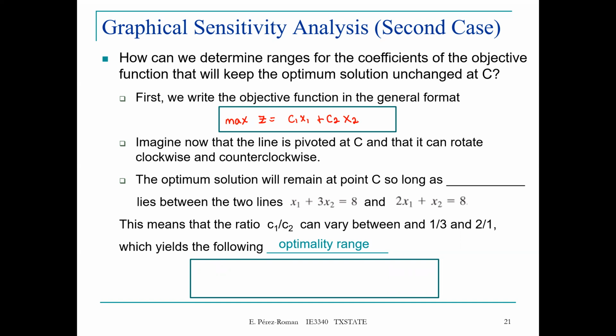Imagine now that the line is pivoted at C and that it can rotate clockwise and counterclockwise. The optimal solution will remain at point C so long as this Z equals c1 times x1 plus c2 times x2 lies between the two lines x1 plus 3x2 equals 8 and 2x1 plus x2 equals 8. This means that the ratio c1 divided by c2 can vary between 1/3 and 2/1, which are the coefficients of x1 and x2 for each one of the constraints.